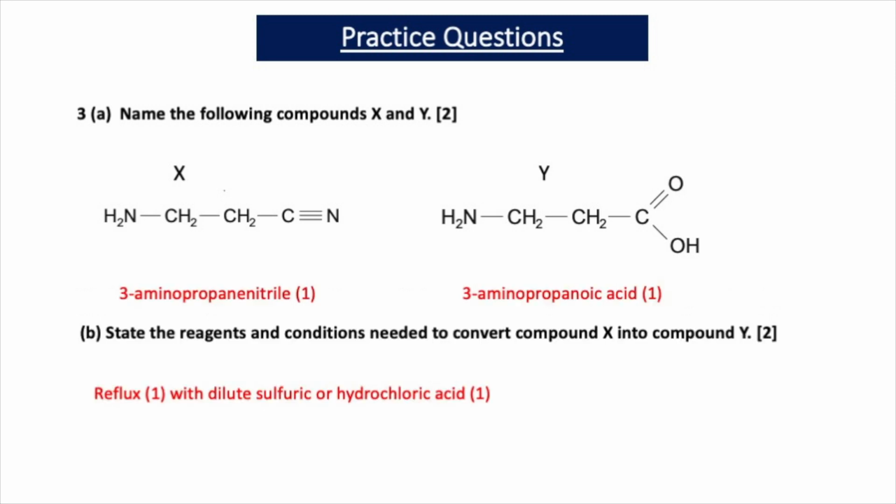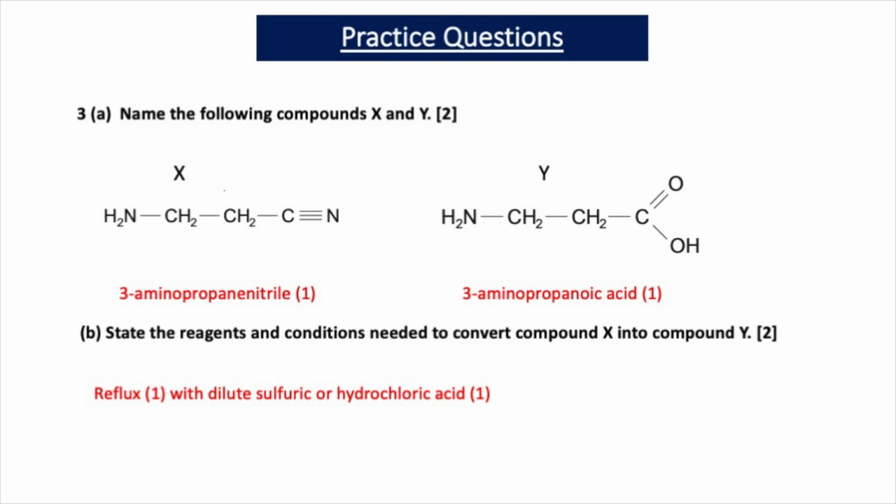So question 3a is asking you to name the following compounds, X and Y. Now X is a nitrile, it's got 3 carbons in it, so it's going to be propanenitrile, and carbon 1 is the C triple bond N. So therefore the NH2 group is on carbon 3. So this compound is called 3-aminopropanenitrile. 1 mark for that.